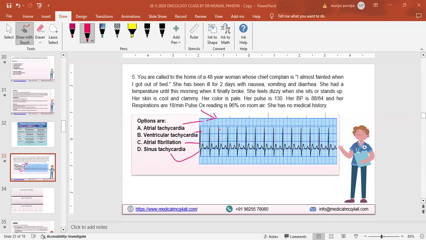How do you differentiate sinus tachycardia from supraventricular tachycardia? They look the same in general. In sinus tachycardia there will be a full PQRS complex, but in supraventricular tachycardia the P wave will merge with the QRS complex, so you will not find a P wave.